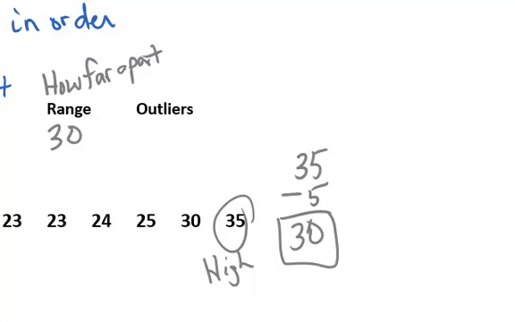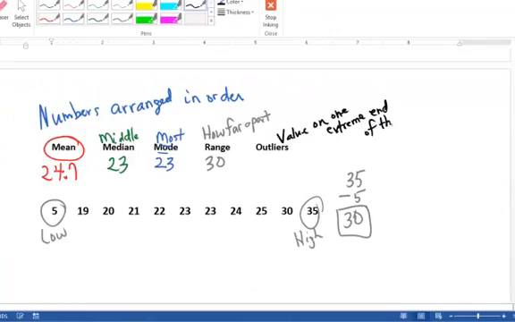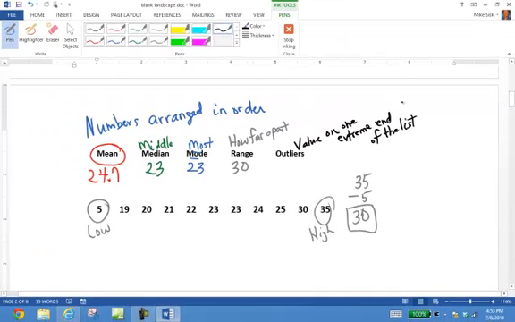Finally, the outlier is a value, and I use the phrase, it's out there by itself. The numbers may tend to converge closely together, and I'm going to say a value on one extreme end of the list. Do not assume that every list has to have an outlier.